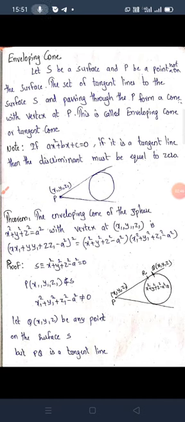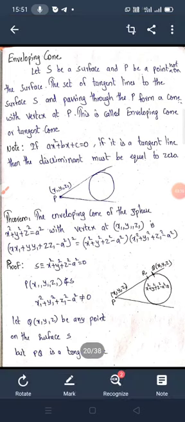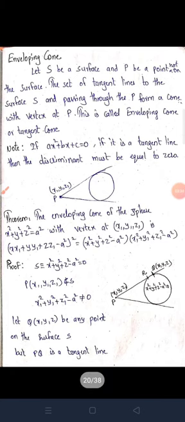Listen, it is a very important theorem. The enveloping cone of the sphere x square plus y square plus z square equal to a square, a sphere whose center is 0, 0, 0, with vertex x1, y1, z1, is (x x1 plus y y1 plus z z1 minus a square) whole square equal to (x square plus y square plus z square minus a square) into (x1 square plus y1 square plus z1 square minus a square). This is the statement of the theorem: the enveloping cone of the sphere x square plus y square plus z square equal to a square at the point x1, y1, z1 is this one.